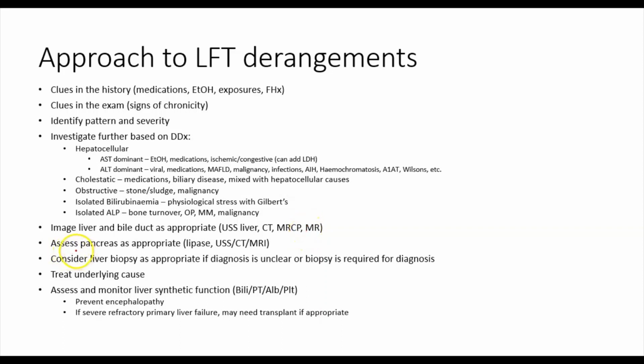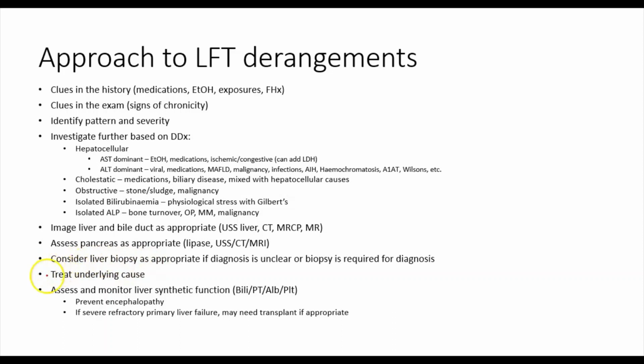Because of the close relationship of the pancreas to the biliary tract and liver, it's important to assess for pancreatic pathology as well, such as pancreatitis, particularly gallstone pancreatitis, with a lipase and the appropriate imaging. And if through the above workup the diagnosis still remains unclear, then a liver biopsy may be considered if appropriate for clarification of the diagnosis with histopathology.